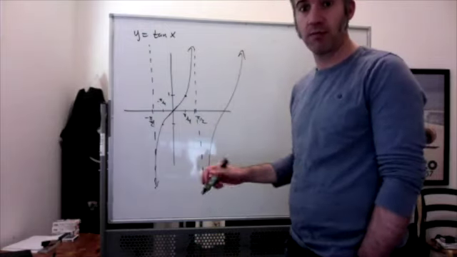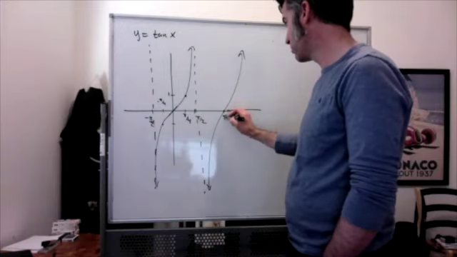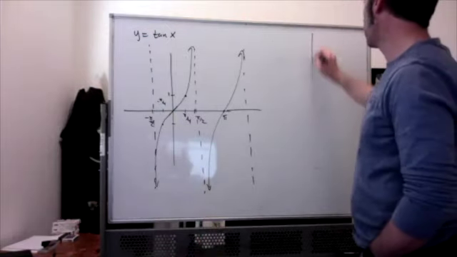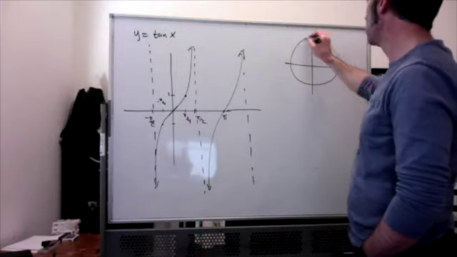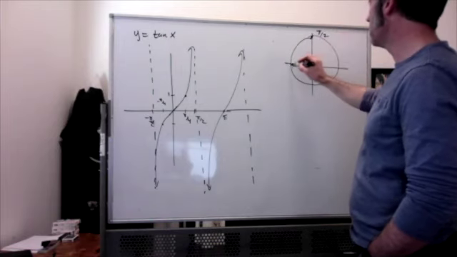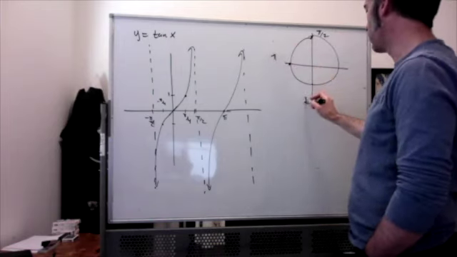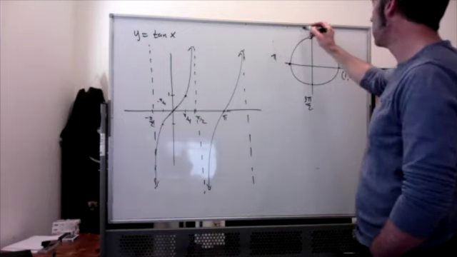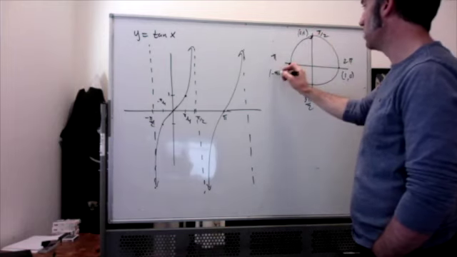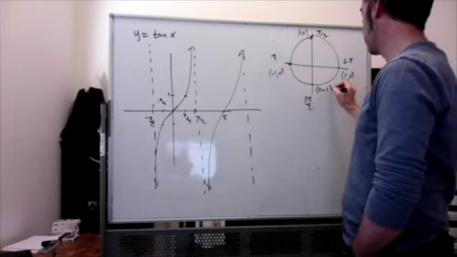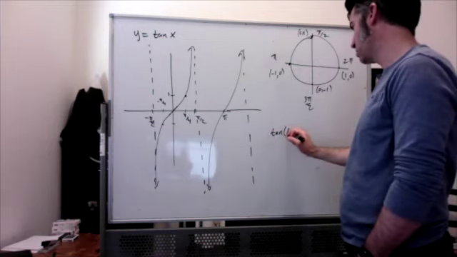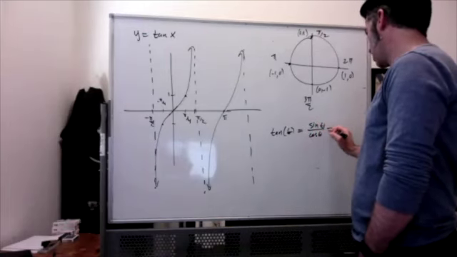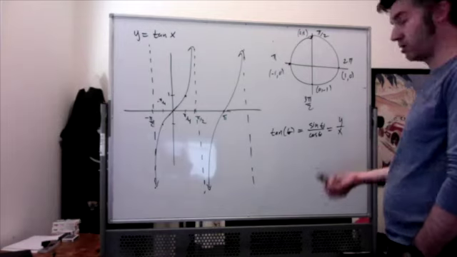James, I have a quick question. Can you explain why we have a vertical asymptote at negative pi over 2? Sure. So if you look at your unit circle, this angle up here is pi over 2. This angle over here is pi. This is 3 pi over 2. This is 2 pi. And we know the points are 1, 0, 0, 1, -1, 0, 0, -1. And we know the tangent of our angle is sine of our angle over cosine of our angle, which is the y coordinate over the x coordinate.